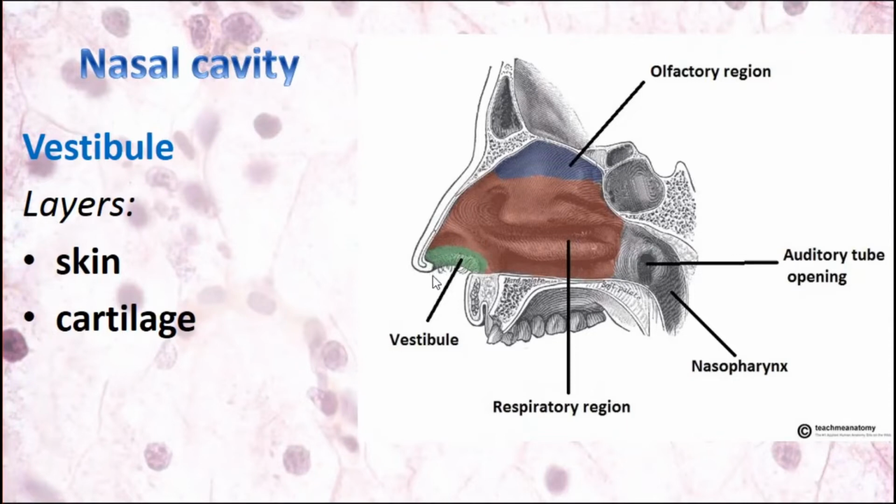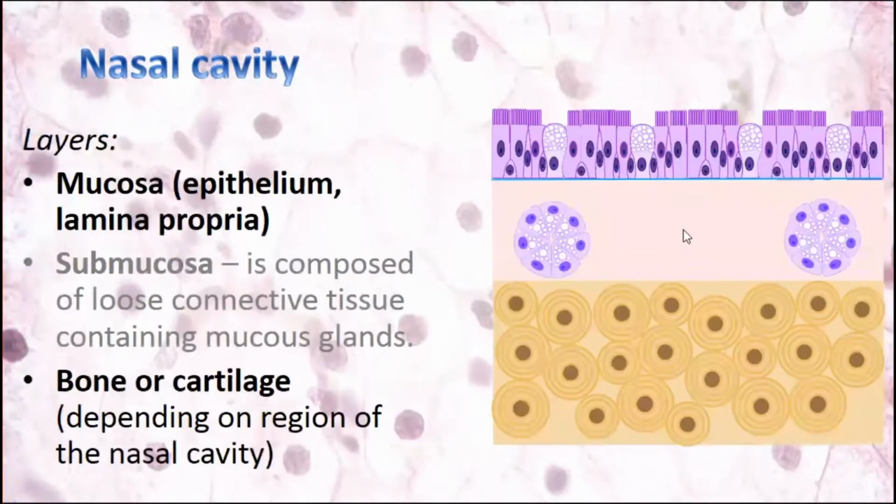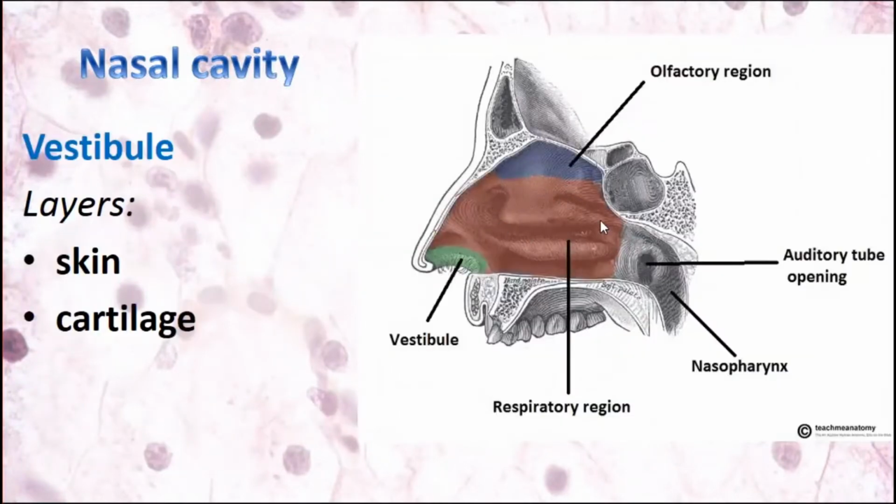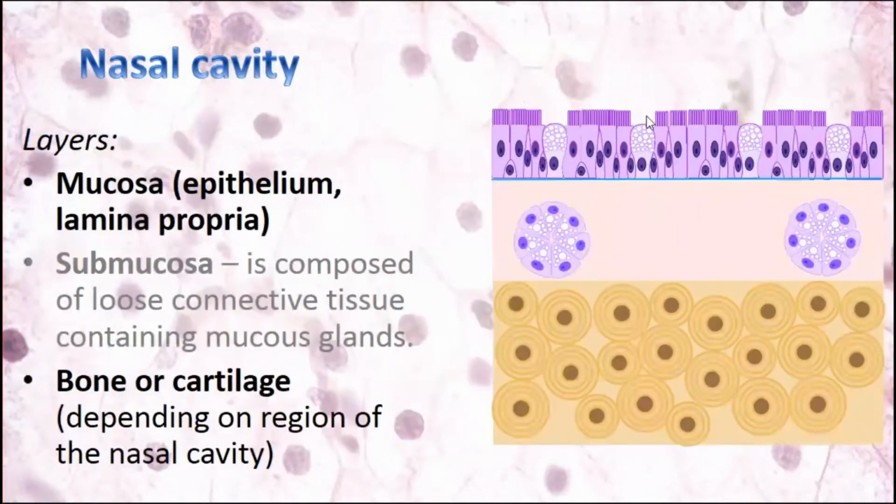But septum of nose is composed of hyaline cartilage. It's much more denser. And there are layers in the next region, in the respiratory region and olfactory region. We have here mucosa instead of skin. So here in respiratory region and olfactory region, we have mucosa, its epithelium and lamina propria.